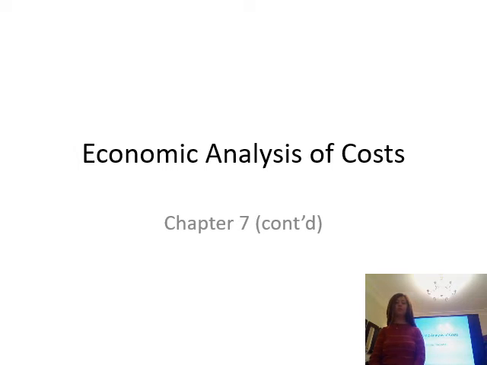So, hello again. Today we are going to complete chapter 7. We talked last time about costs and we talked about the total cost, which is the summation of total fixed costs plus total variable costs. We also talked about average cost, which is average variable cost plus average fixed cost.